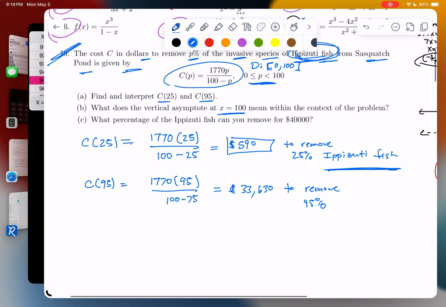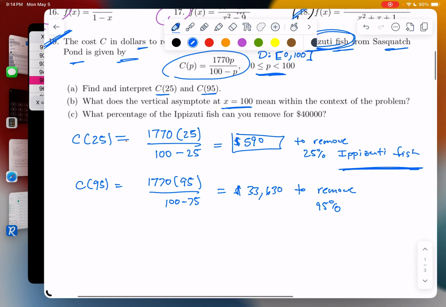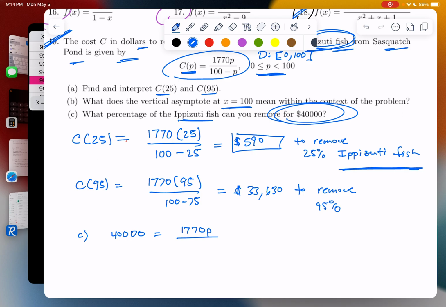So part C, what you could do there is take the equation, and you want to know what percentage you could remove with $40,000, so you would set the equation equal to 40,000. So you'd actually set the cost. So part C, you would go 40,000 is equal to 1770p over 100 minus p.